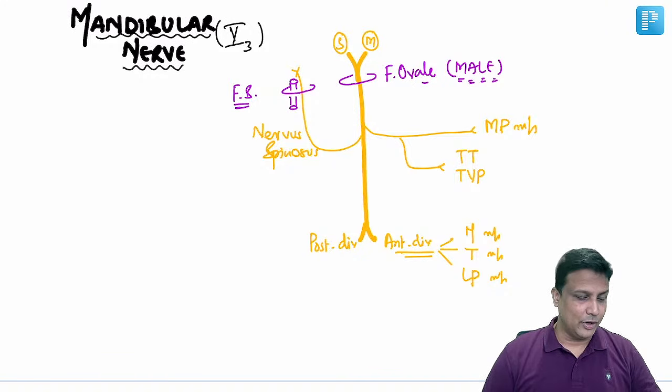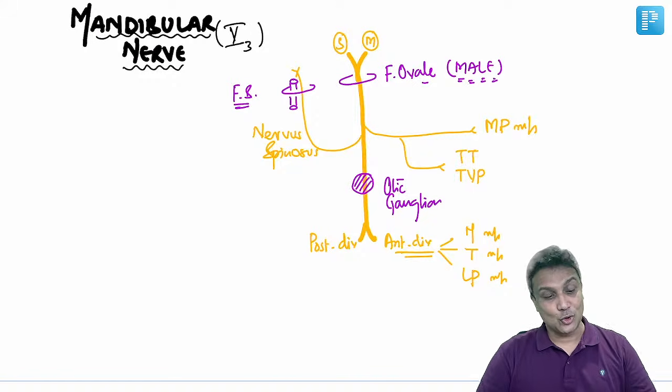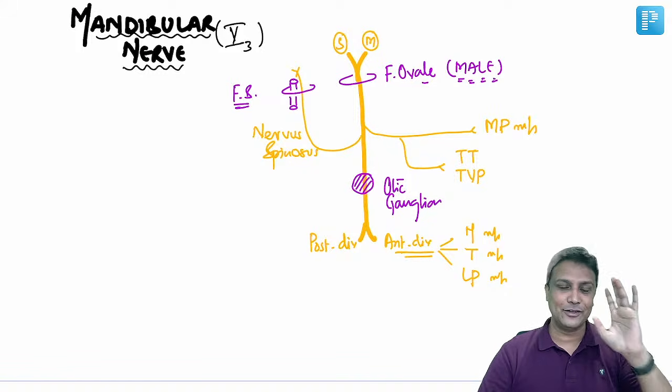So nervus spinosus goes along with that middle meningeal artery. And the last and final point that you have to remember, the trunk of the mandibular nerve is going to pass through a ganglion here, and this ganglion will be the otic ganglion. What is this ganglion here? Otic ganglion. So you have to remember the 4 points regarding the trunk of the mandibular nerve.